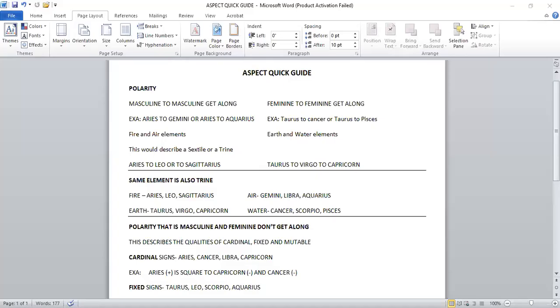So let me get over to this first. All right. So you should see my screen that says aspect quick guide, and I'm going to go over this here, and then we'll look at it on the chart. So we'll get it in a couple ways.